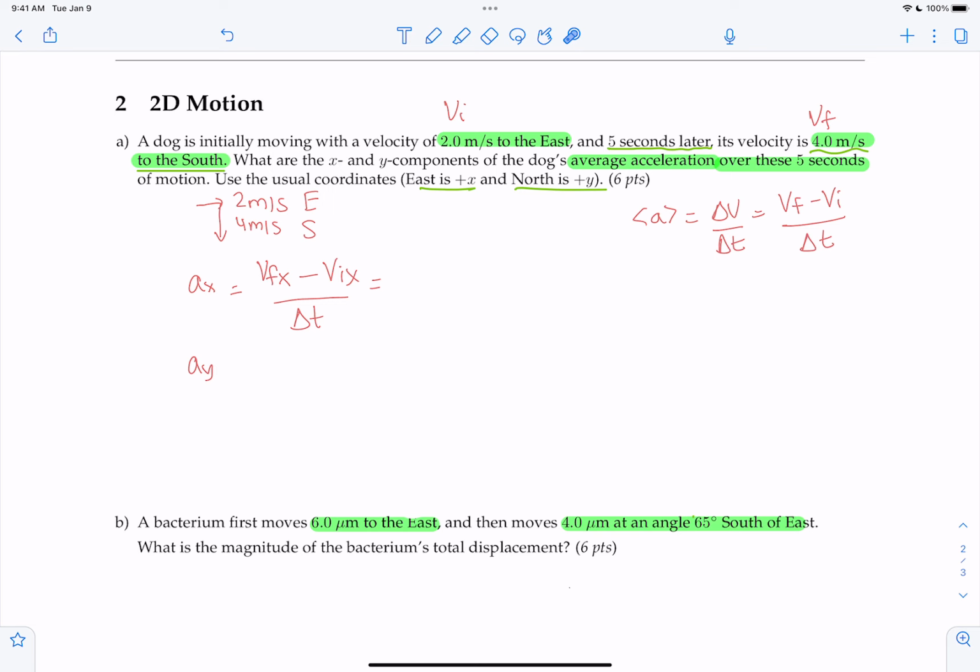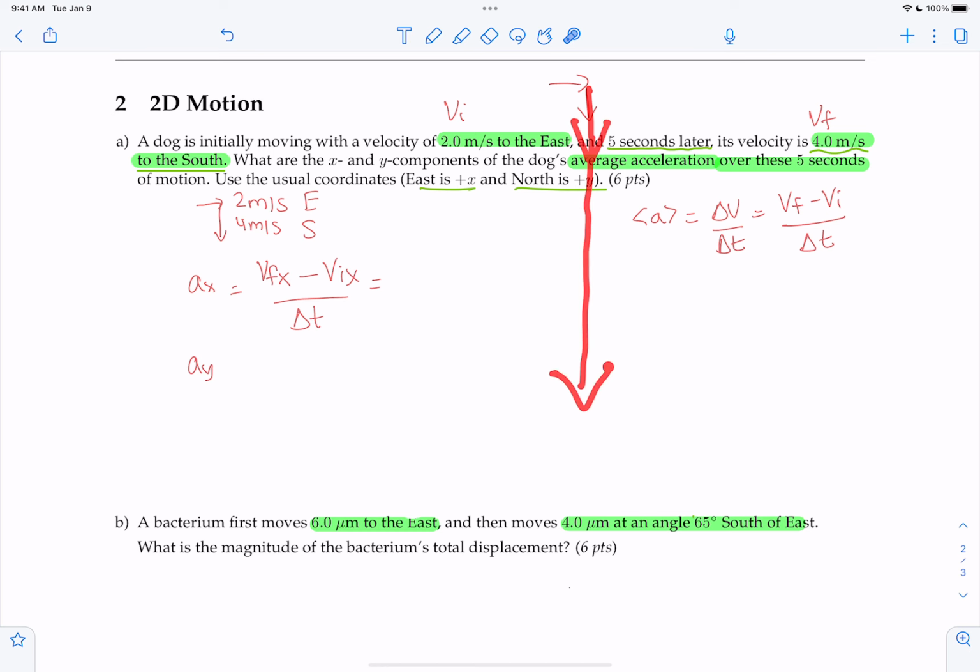Zero. Excellent, right? Because am I moving in the X direction finally at all? If I think about it, if I moved east and I went south, let's say I ended up here, did I end up finally moving in the x direction? Or say, for example, we extended this 5 seconds to 10 seconds to 20 seconds to infinity, am I moving in my final direction?